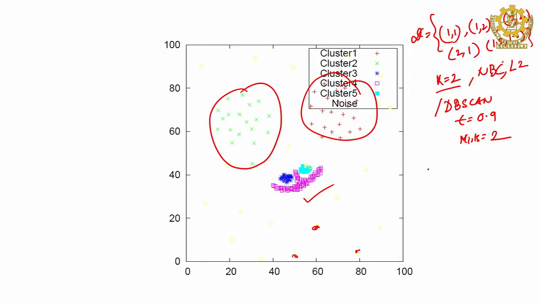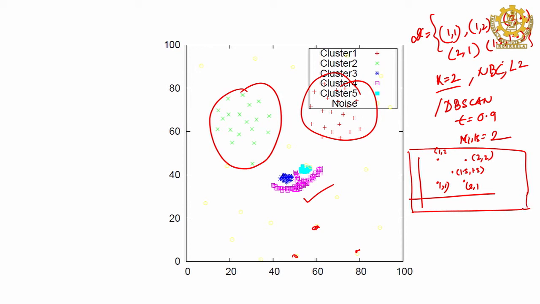Let me write it here. So, this is the point (1,1), this is the point (2,1), this is the point (2,2), this is the point (1,2), and this is the point (1.5,1.5). But you cannot always plot the data in 2D. So, if you have a multi-dimensional point, then you have the point here (1,1).